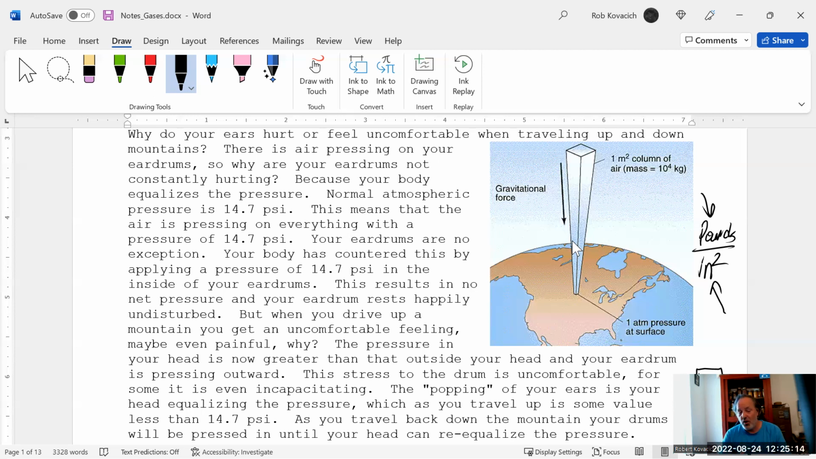And that's what's happening with you right now. Even though the gas particles are beating the heck out of your face, your skin, every portion of your body, the inside of your body is pushing just as hard. So then it doesn't move.